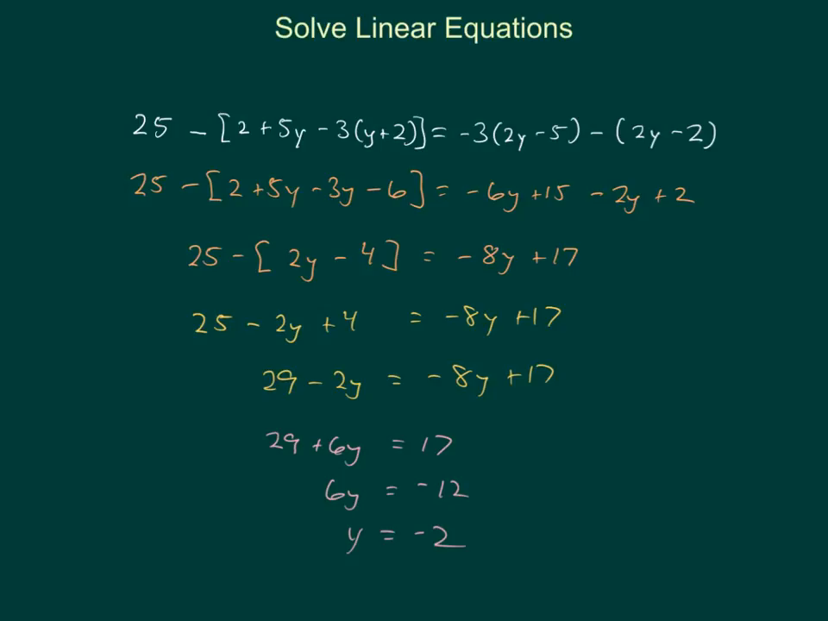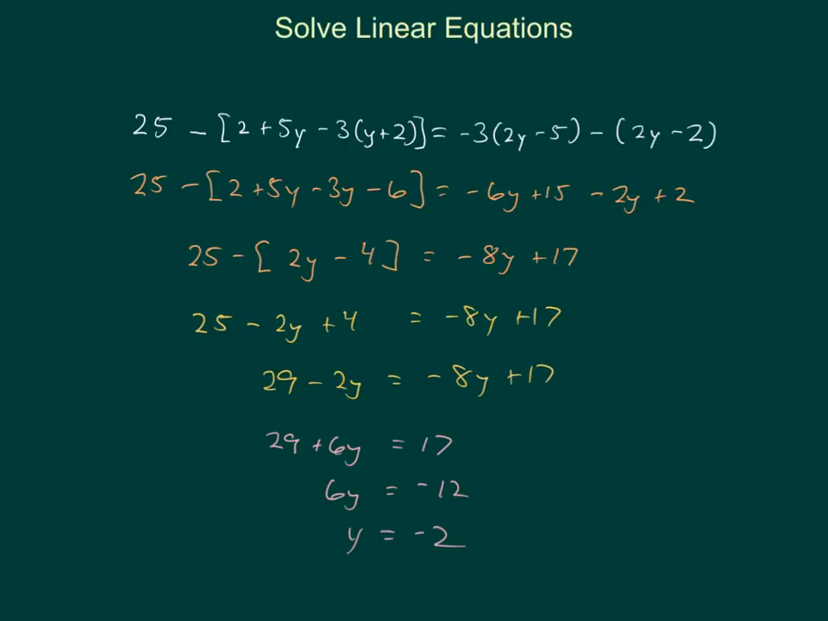The standard thing that I tell students to do is start working inside out. So in terms of working on this left-hand side, the first thing I'm going to do is deal with this minus 3. So I distribute the negative 3, and so I have 25 minus the quantity 2 plus 5y minus 3y minus 6 equals, and then what I did here is distribute that negative 3, and then the other thing you have to do, you have to remember to distribute that negative 1. So when I distribute the negative 3, I get negative 6y plus 15, and when I distribute that negative sign there, I get minus 2y plus 2.